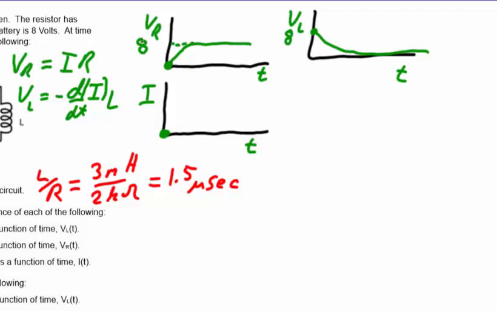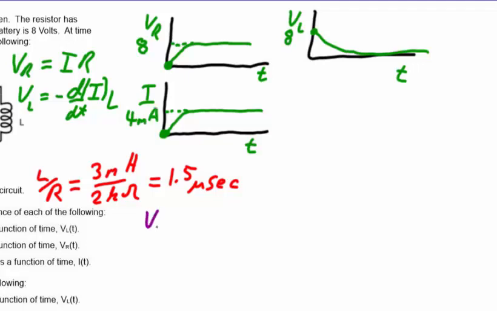Finally, since V equals IR for a resistor, the current will be proportional to the voltage, and therefore, since the voltage is a saturating exponential, so is the current. To get the asymptotic value, we recognize that V equals IR, so that the current at this point is going to be 8 volts divided by 2 kiloohms. 8 over 2 is 4, and 1 over kilo is milli.